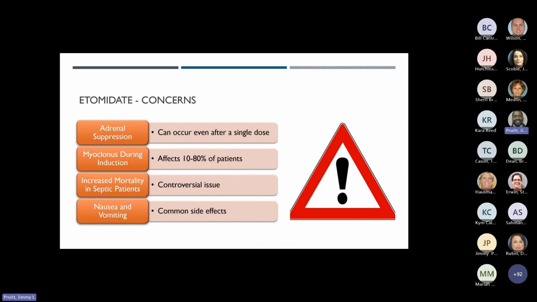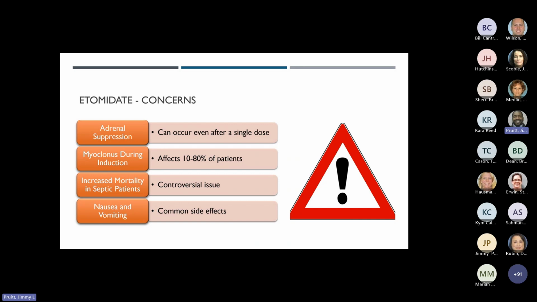Another cool thing that happens with etomidate is myoclonus during induction. It occurs in anywhere from 10 to 80 percent of patients. This is based off of case series, so again, I'm not able to find you a very tight range. I know 10 to 80 is a very wide range.